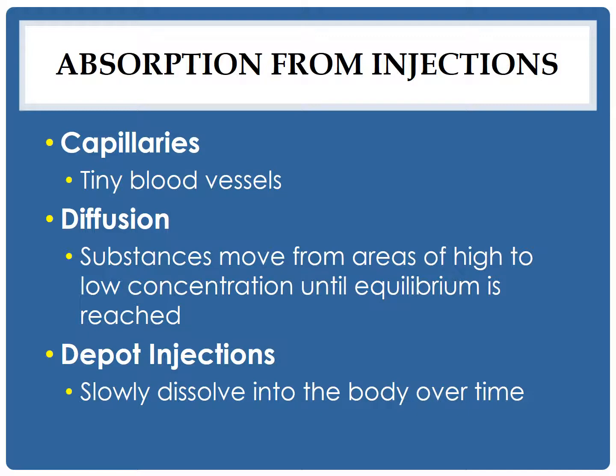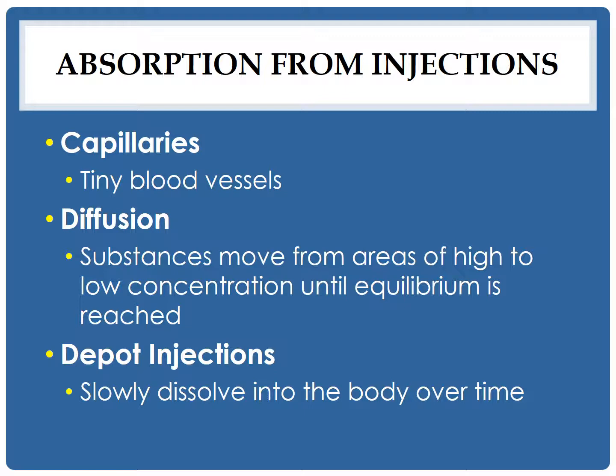The way drugs are absorbed from injection sites is through the capillaries. Capillaries are tiny blood vessels that deliver nutrients and carry away waste throughout your tissues. And drugs need to be in the bloodstream to have their effect. So as blood flows past the injection site through these capillaries that reach all the different injection sites, whether they're intramuscular or subcutaneous, whatever it might be, the drug can diffuse into the capillaries. Diffusion is just a passive event where substances can move from areas of high to low concentration until it reaches an equilibrium.